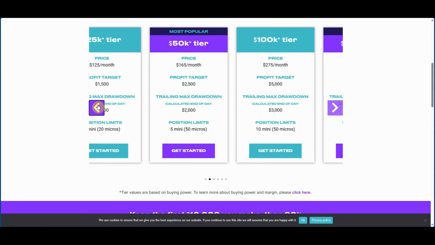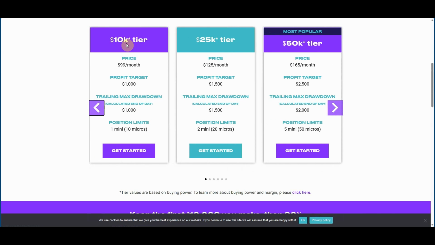And let's have a look at the pricing as well. So starting at the 10k, we've got 99 US dollars a month to access the evaluation, and what we need to do is reach a $1,000 profit target while trading a minimum of the required days.